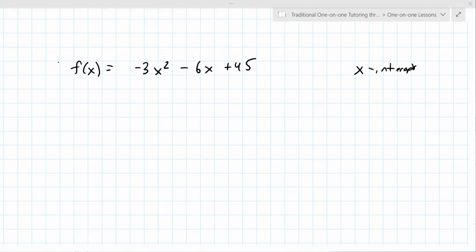Do you have any questions on this one? Not so far. The x-intercepts are -5 and +3. You said yes, those are correct. Okay, very good. All right, so let's look at another question here.